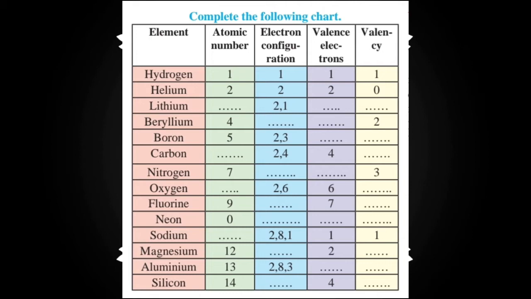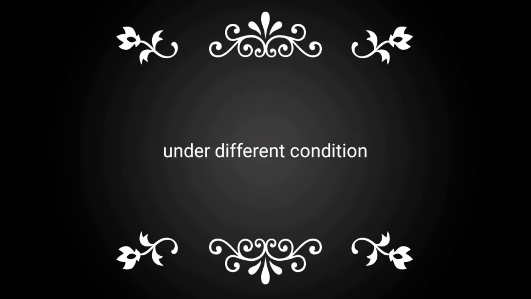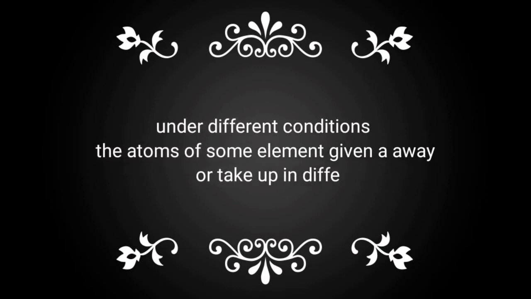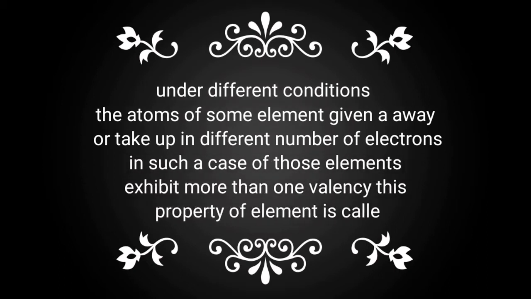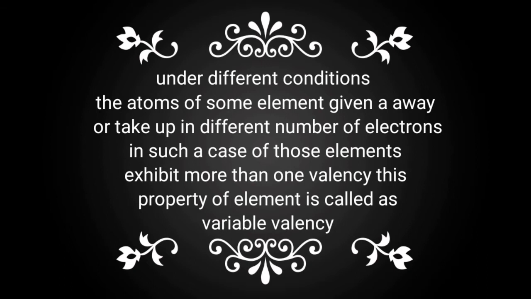Students, under different conditions, the atom of some elements gives away or takes up a different number of electrons. In such a case, these elements exhibit more than one valency. This property of an element is called variable valency. Write down or note down this definition: under different conditions, some atoms give away or take up a different number of electrons. These elements exhibit more than one valency. This property of an element is called variable valency.